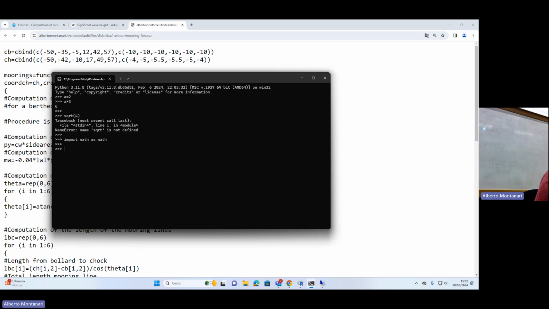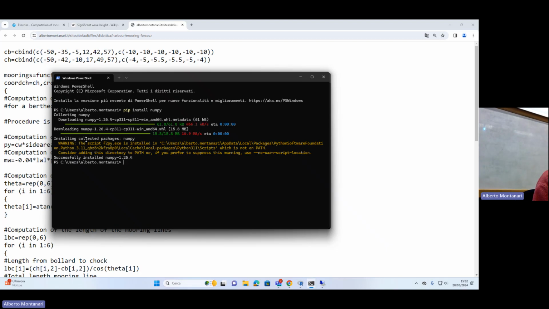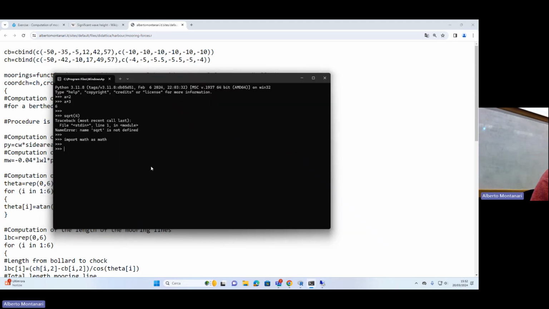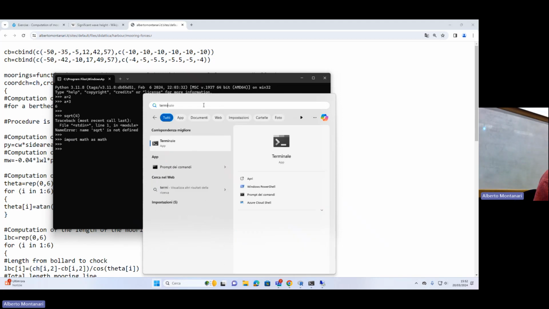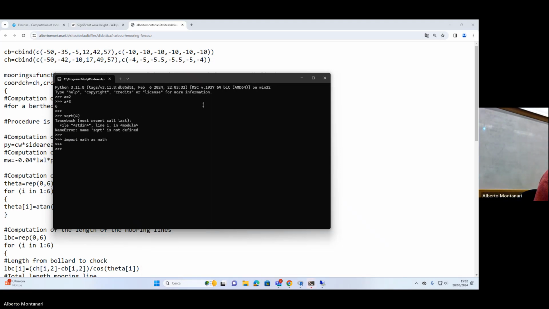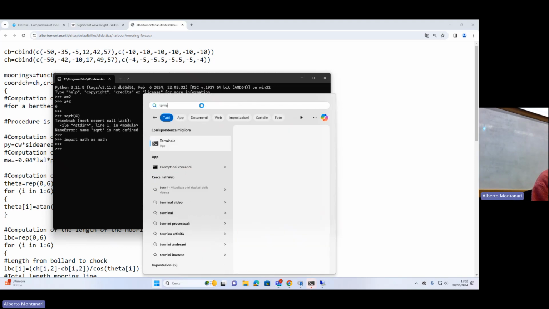So how to install modules in Windows? This is important to know. In order to install Python modules in Windows, you have to open a terminal. So you search in Windows Apps, terminal, which is the Windows console.